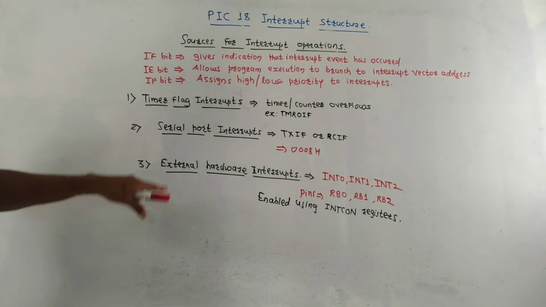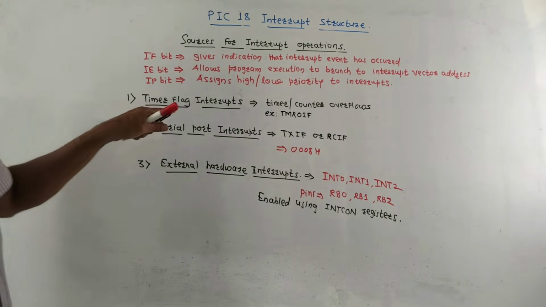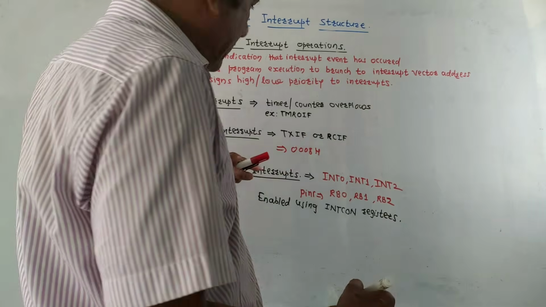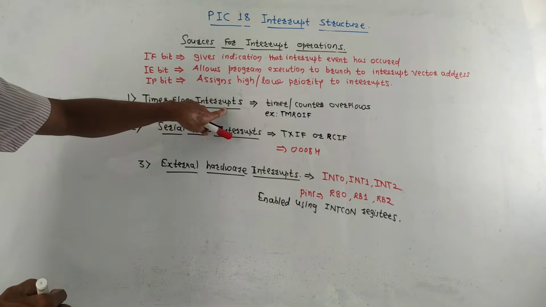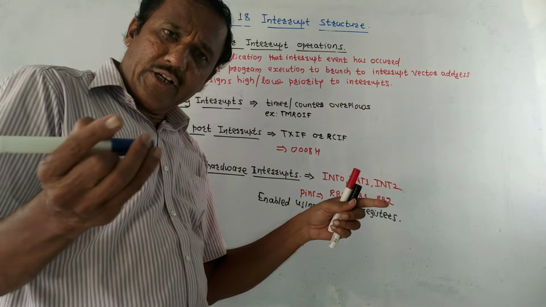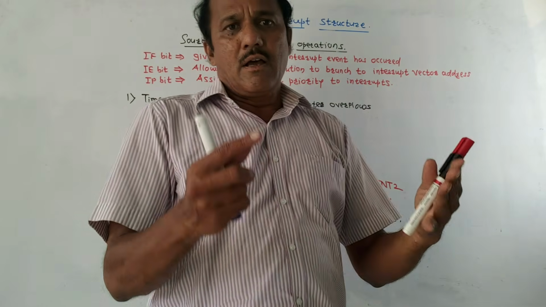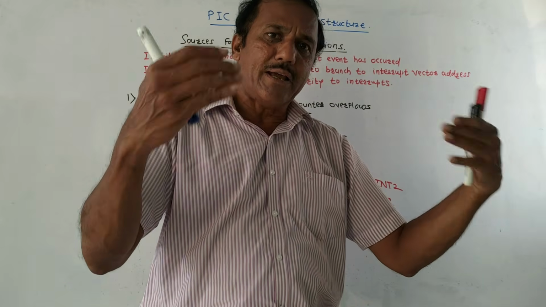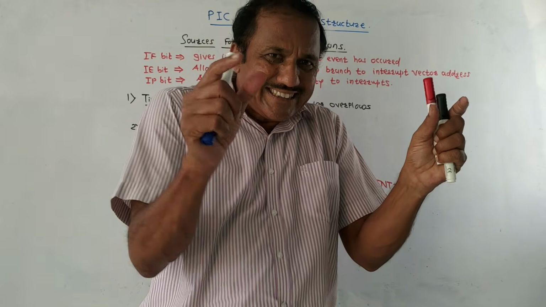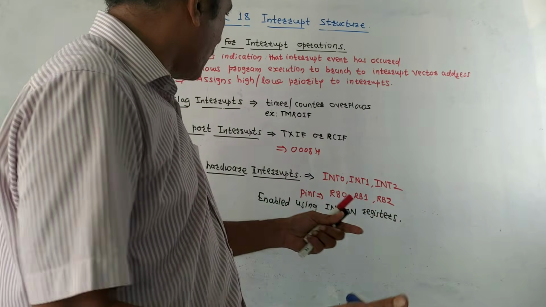Then we will discuss different types of interrupts which are available in PIC microcontroller 18F. So first interrupt is timer flag interrupt. So it is related to timers or counters. It is the flag indication. Whenever there is overflow of timer or counters, a particular flag gives this indication of overflow.